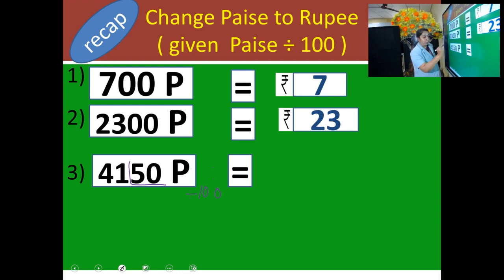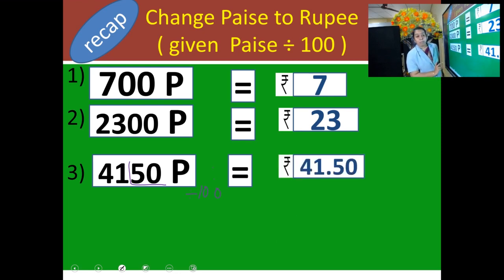Then what do you have to do? You have to just put a point before the tens place. Clear? 50 has the value, so you have to put a point just before the tens place. So your answer is rupees 41.50. Then the fourth question.